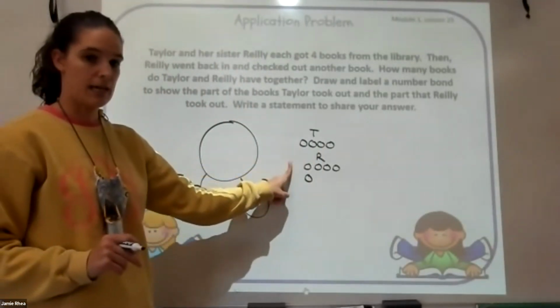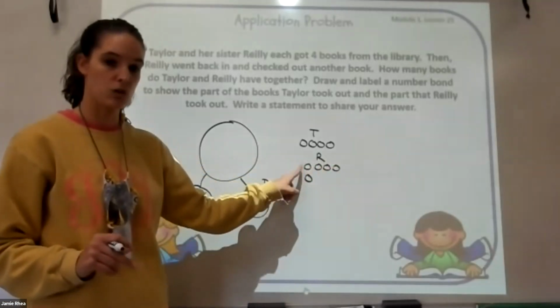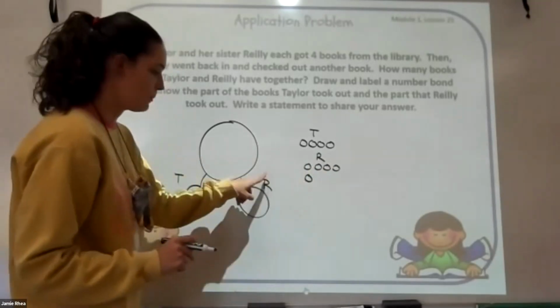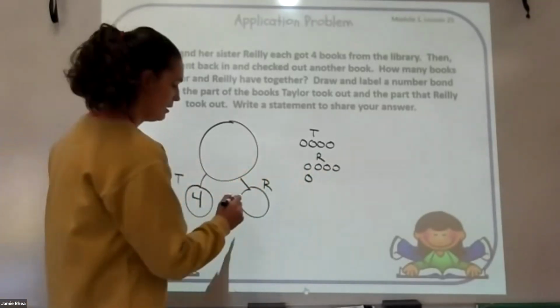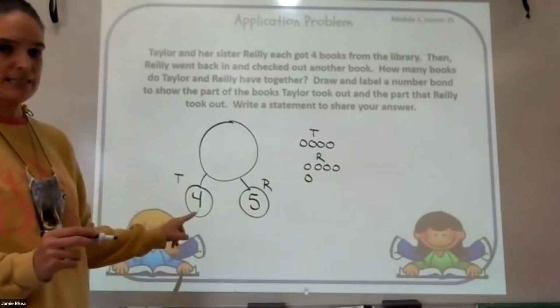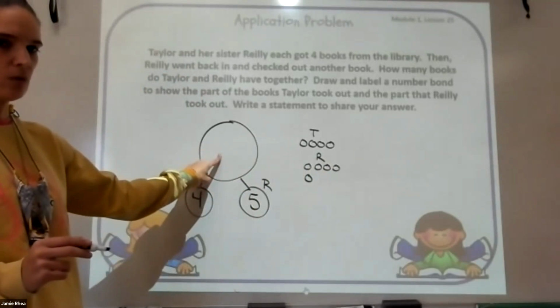How many did Riley have? Well, we knew she had 4 also, but then she went back and got 1 more. So 4 and 1 more make 5. So I come to the one labeled R for Riley, and I'm going to say 5. Now, I can take that information I just used, and I can solve for my whole or my total.